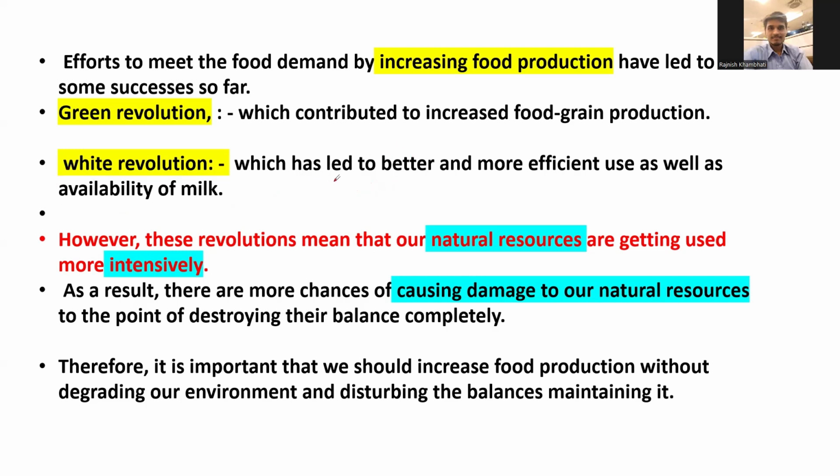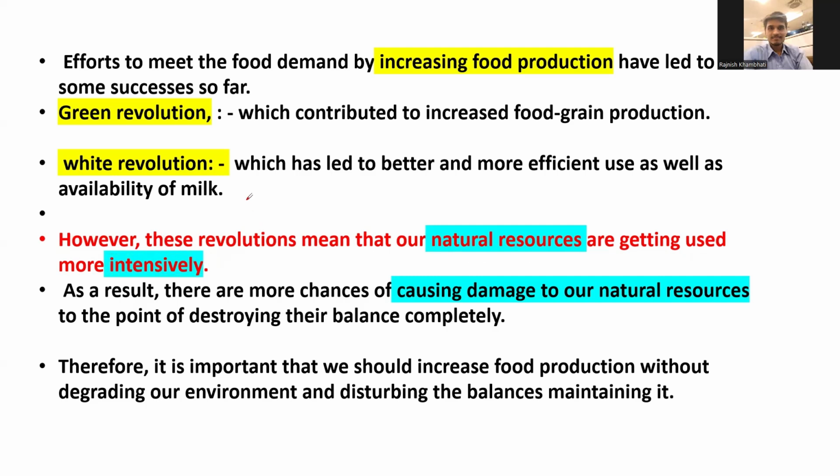How? See, which has led to the better and more efficient use. More efficient use. That means we are getting milk and its products as well as availability of milk. So milk is also available for everybody. This is known as the white revolution. However, this revolution means that our natural resources are getting used more intensively. Now, this is the great line we have to take care of.